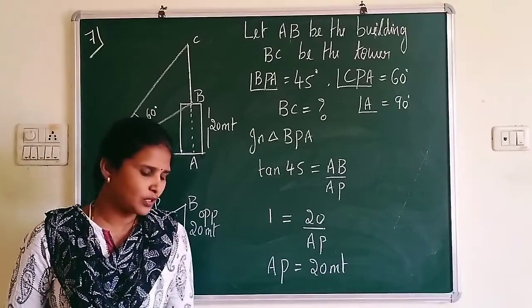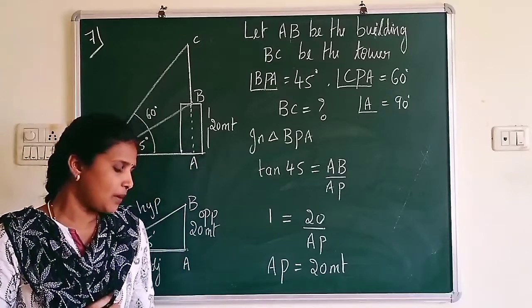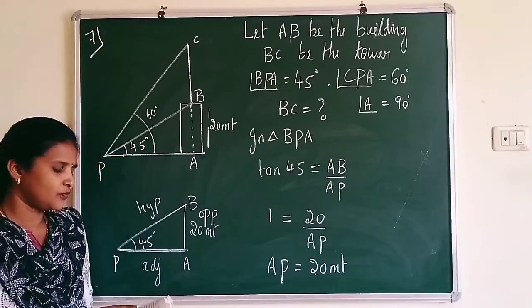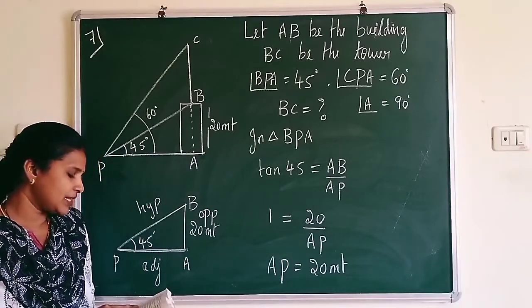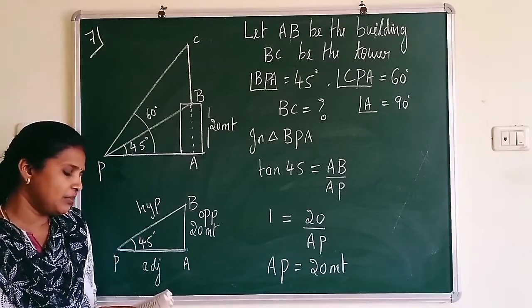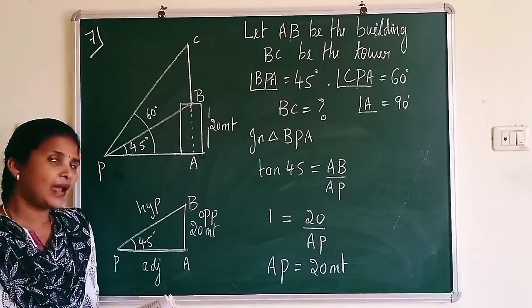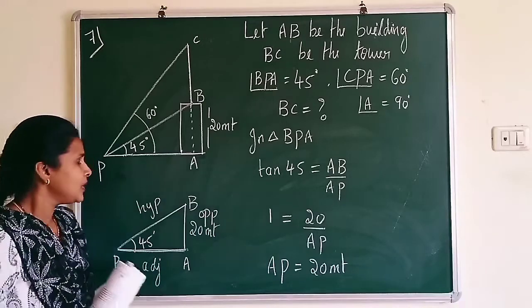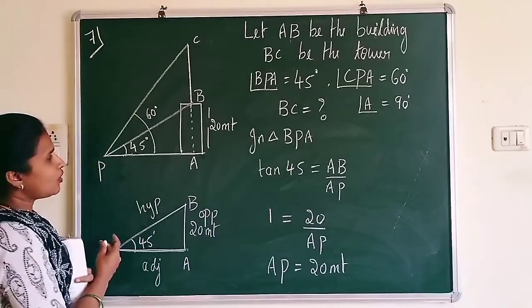So read the textbook along with me. The question says, from a point on the ground, the angles of elevation of the bottom and top of a transmission tower fixed at the top of a 20 meter high building are 45 degree and 60 degree respectively. Find the height of the tower. So you can observe the diagram here, I already drew.